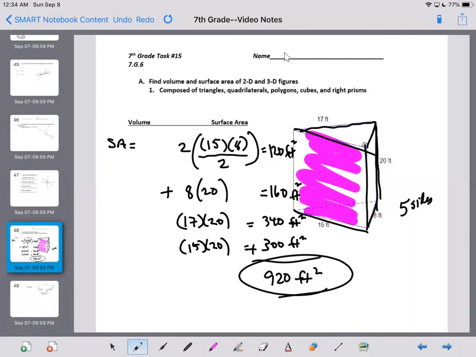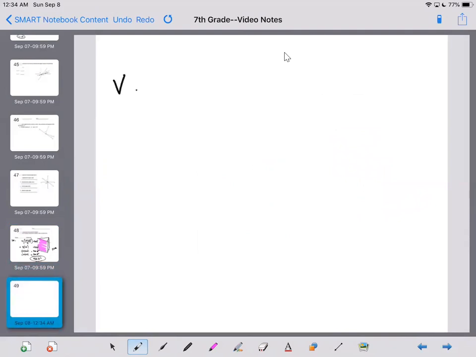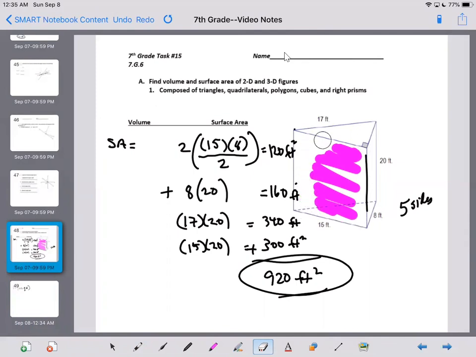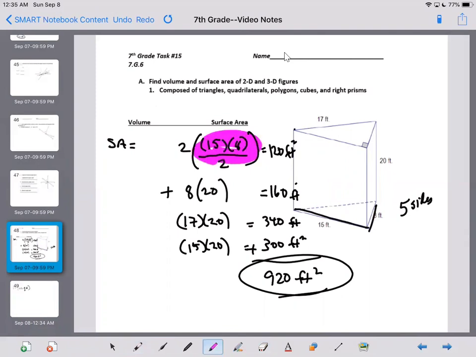Now, I'm going to go to another page. But if you wanted to find the volume, then what you're going to look for is the area of the triangle. And remember, that area of the triangle, we're looking at a 15 by 8, which is what we did up here to find that surface area.